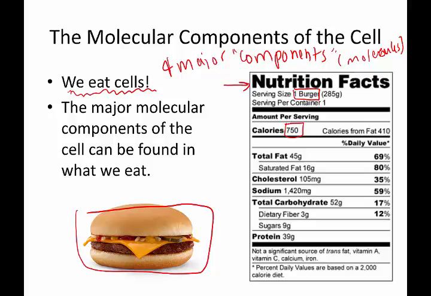So you can see we have fats, we have something called saturated fat, and we have cholesterol. So these 3 together are actually called lipids. So fats and cholesterols together we call lipids. So that's our first major type of molecule we're going to be talking about. The second major molecule are carbohydrates. So that's our second major molecule.